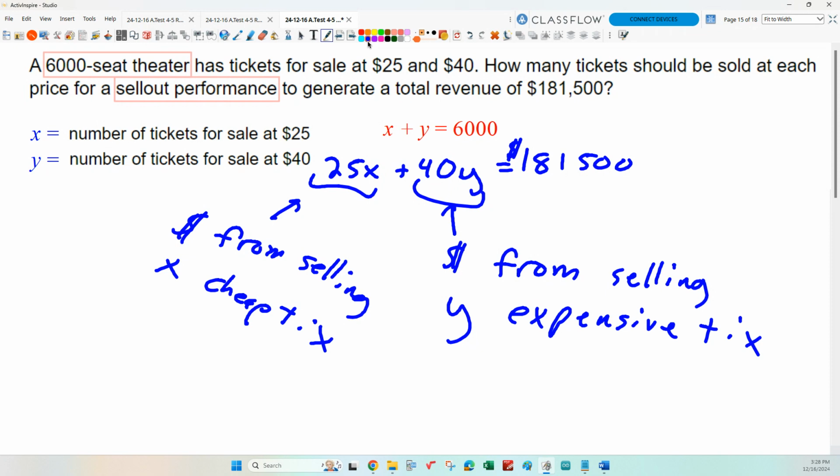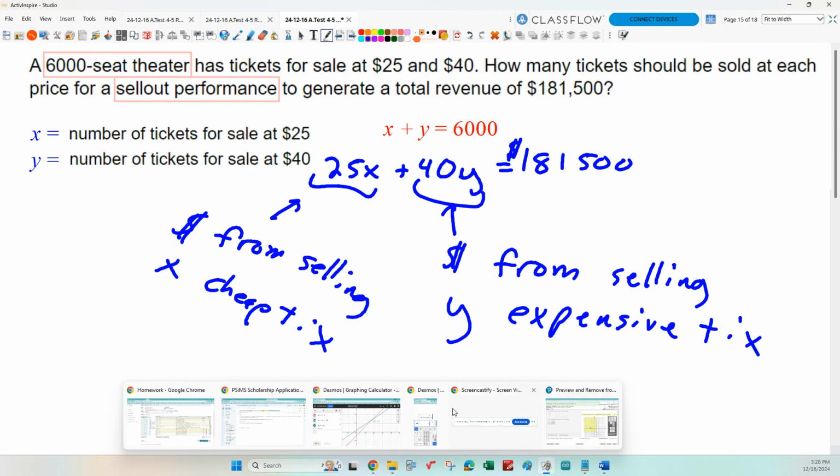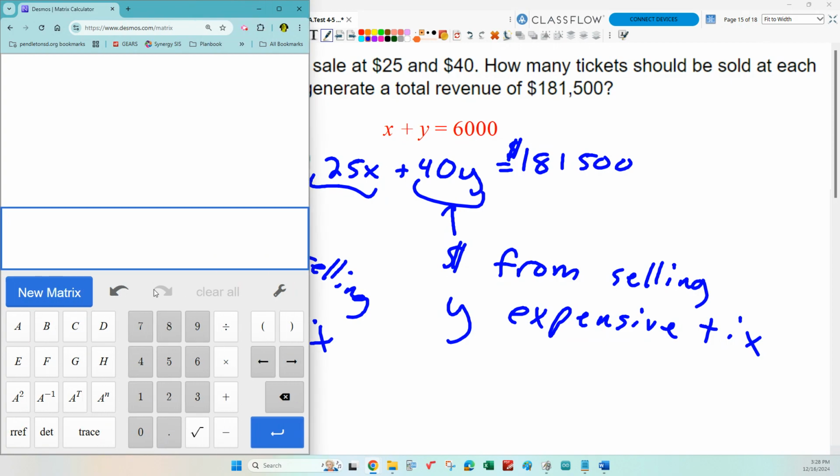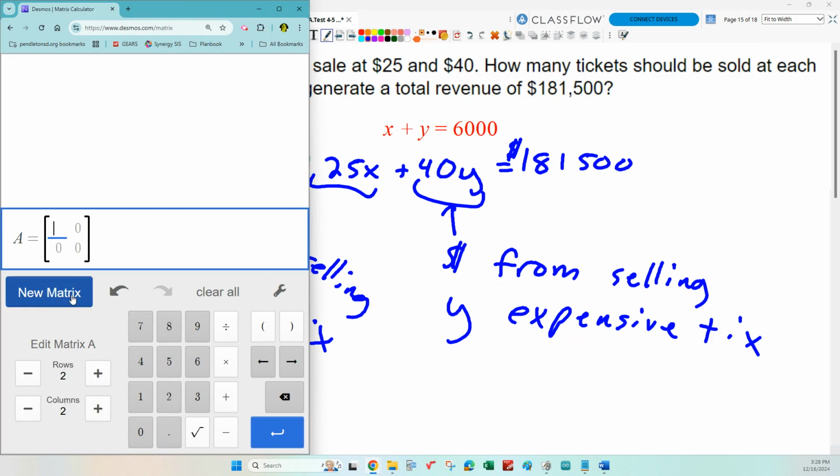Okay, so we'll go to the matrix calculator. So I need a new matrix. How many rows? Show me with your fingers, everybody. How many rows? 2, because there's 2 equations. How many columns? 3. Always one more column than rows, right?